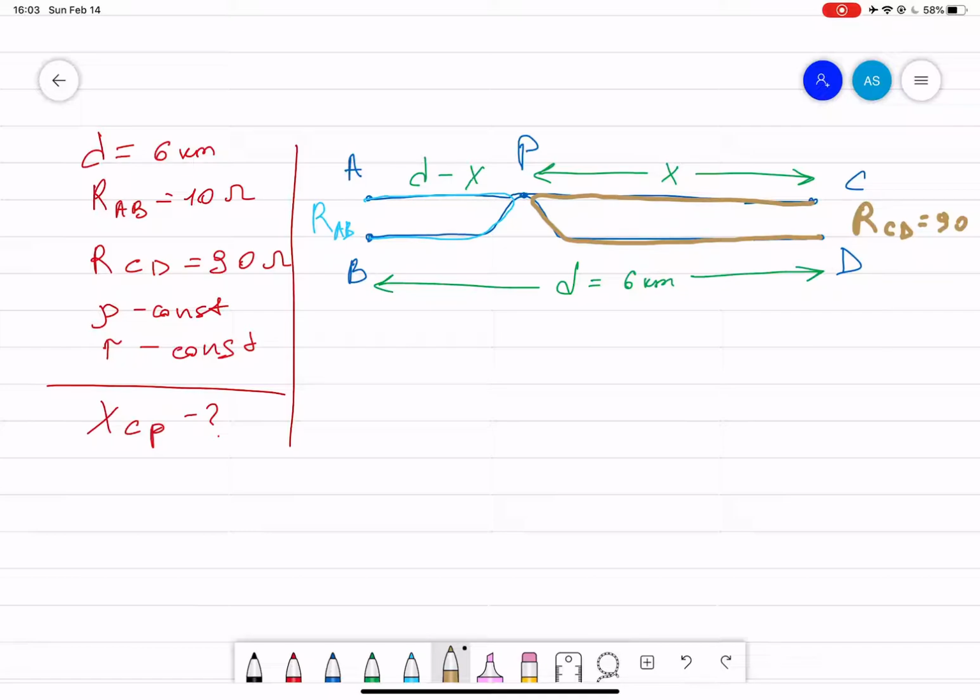It's a very interesting question actually. So how can we find it then? We know that the density is constant, the radius of the wire is constant, or the diameter of the wire is constant. So therefore we can say that we have the general formula where R is equal to rho L over A, correct? And we know that rho and A are constant, therefore R is directly proportional to L, correct? When L is increasing, R is increasing.